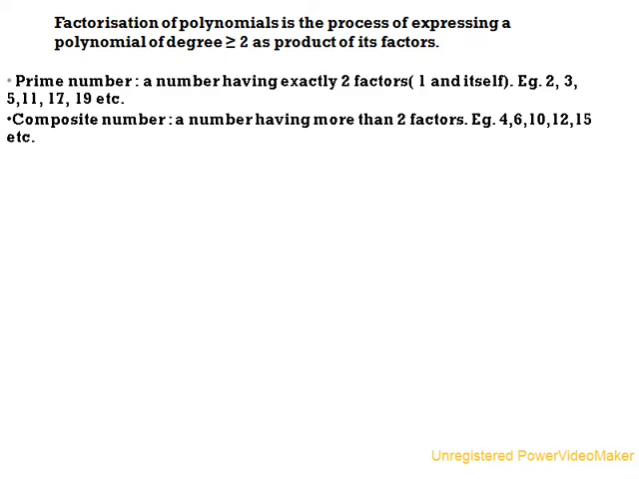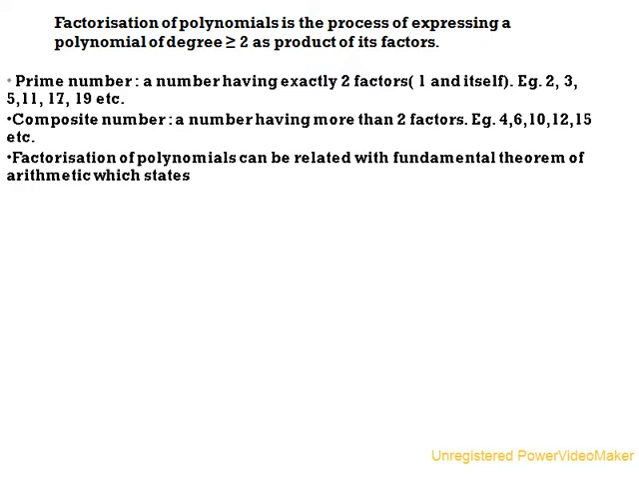So, first and foremost, we will see what a prime number is. All of us know a prime number is a number having exactly two factors, and those two factors are 1 and itself. For example, the primes are 2, 3, 5, 11, 17, 19, 23, 29, etc. And a composite number, on the other hand, is a number which has more than two factors, that is, at least three factors. So the examples are 4, 6, 10, 12, 15, etc.